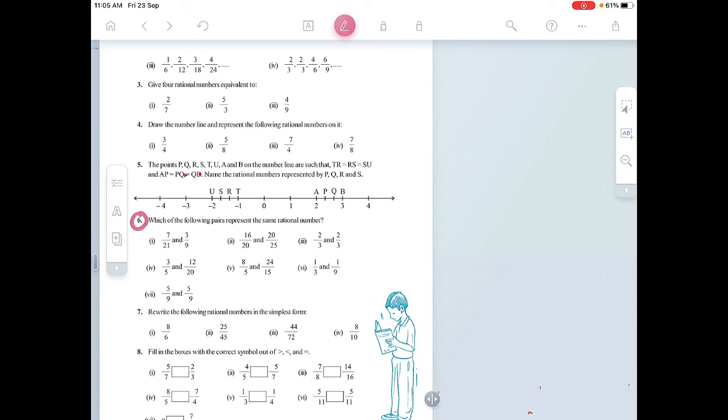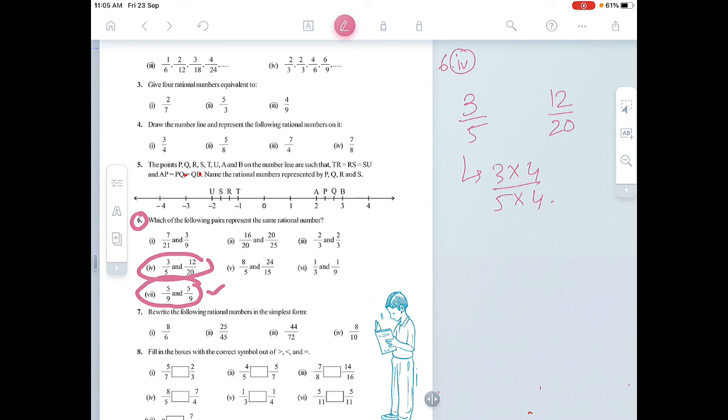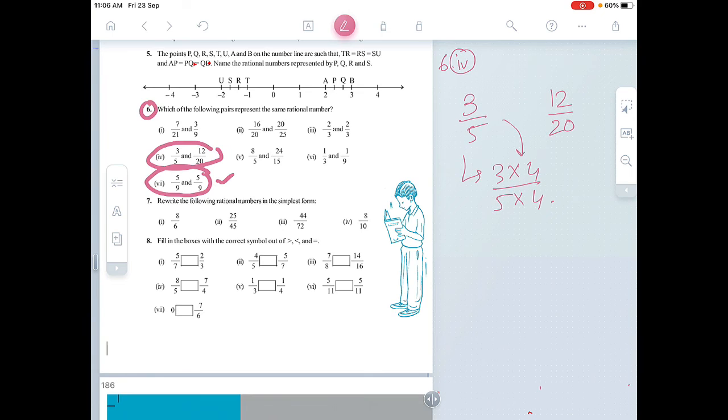Which of the following pairs represent the same rational numbers? See, this one is very easy. Without watching anything we can see that these two numbers are same, 5 by 9 and 5 by 9. These two are same rational numbers. Let's check this one. 3 by 5 and 12 by 20. Yes, you can understand. 3 into 4 by 5 into 4. Isn't it? So these are equivalent rational numbers. So these two are representing the same rational numbers.